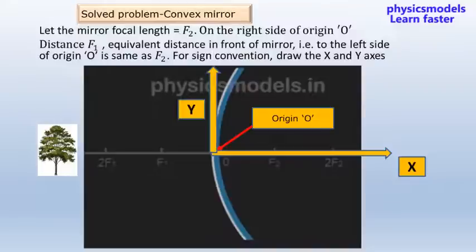We draw the focal length F2 on the image side of the mirror, which is on the right hand side, and the point 2F2 is the center of the radius of curvature of the mirror. Similarly, on the left hand side, OF1 is equal to OF2, and we have also the point 2F1. With this, we can proceed to draw the ray diagrams.